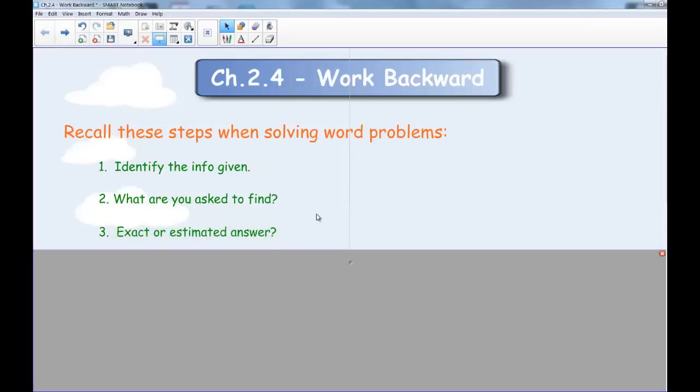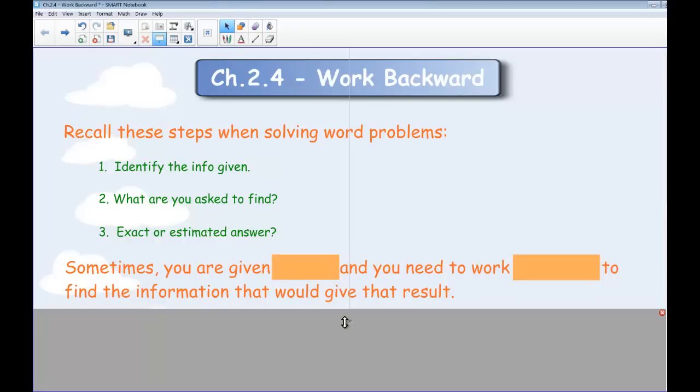It's also a good idea to find out if they want you to calculate an exact or estimated answer, because then you can determine a strategy to use that helps you find whether it's an exact or estimated value.